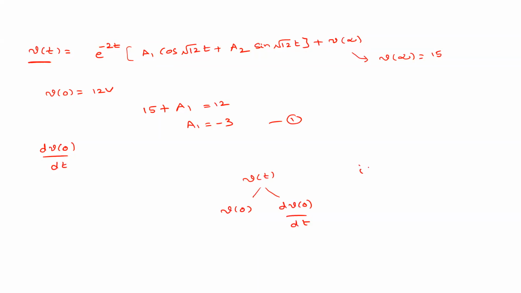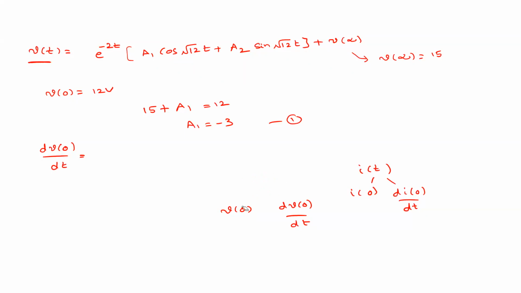If it is a current I of t, then it will be I of 0, and you require dI of 0 by dt. That is the fundamental thing. Understood? So what is dV of 0 by dt? We can calculate that. So you know what is the current in the circuit?